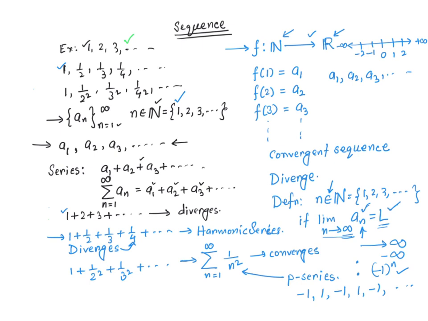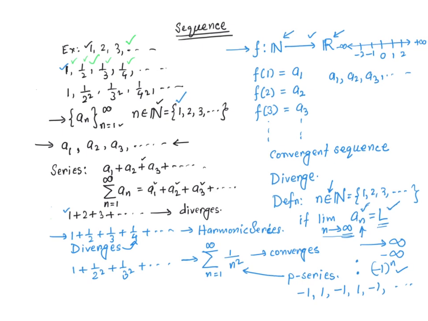Each term is bigger than the previous term, okay? On the other hand, this sequence is decreasing, okay? The previous term is bigger than the current term, or the next term is smaller than the current term. So you can see 1 is bigger than 1/2, 1/2 is bigger than 1/3, 1/3 is bigger than 1/4. So this is a decreasing sequence.